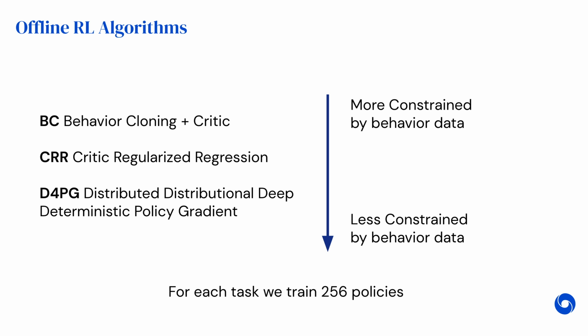We consider three methods for learning policies: behavior cloning, critic regularized regression, and D4PG. All methods use the same value function update, but they differ in how they update their policies. For behavior cloning, the policy is heavily constrained by the behavior data. D4PG is unconstrained, and CRR is in the middle. We'll show that this has a big impact on offline policy evaluation. In addition, we generate policies with different hyperparameters to generate 256 policies per task. Each policy comes with an offline reinforcement learning critic, but we also reevaluate each policy using offline policy evaluation.